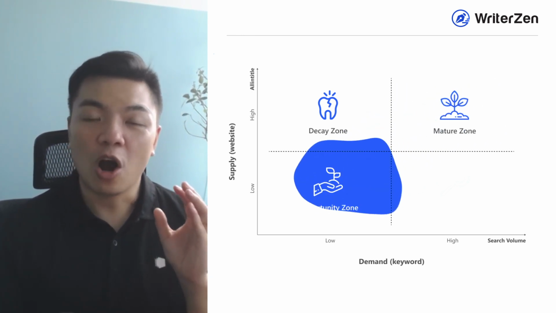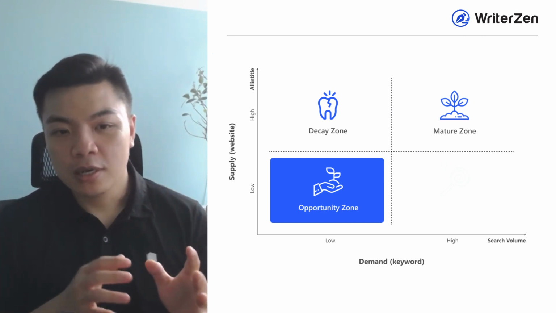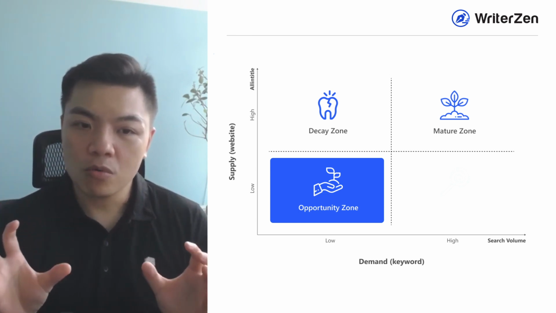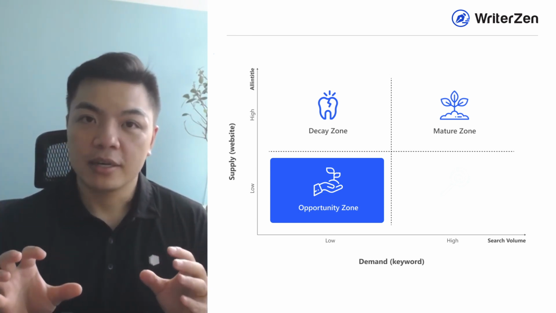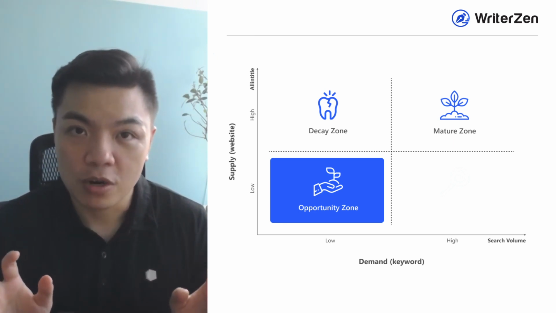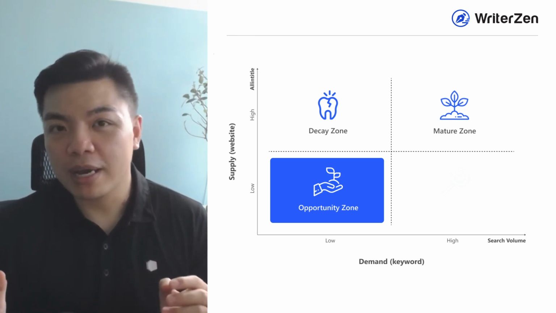Thirdly is the opportunity zone, and that's the bottom left of this graph. As you can see, the opportunity zone is where all the keywords that have low ON title and low demand, low in search volume, sit. Low in ON title means there are very few websites targeting this keyword. And low search volume means it's a very low demand keyword.